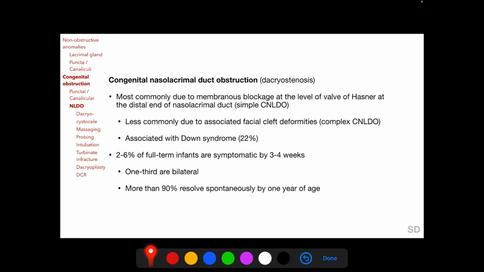2 to 6% of full-term infants have CNLDO and are symptomatic by 3 to 4 weeks after birth. Among them, 1/3 have bilateral CNLDO, and more than 90% resolve spontaneously by recanalization through the valve of Hasner within 1 year of age. Among the remaining 10%, 90% are cured by probing, as we will be discussing.